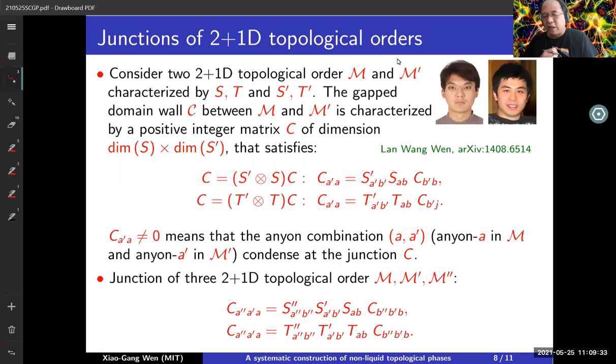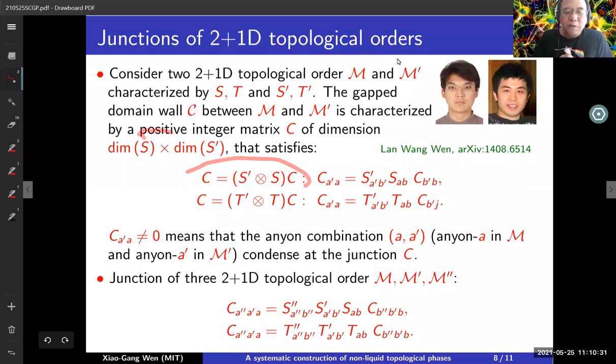One way to describe how topological orders join is to consider their boundary states, because when two topological orders join, we can view them as a folded one, which is just the stacking of two topological orders with some boundary. We can then classify the boundary of a topological order by the following condition. The stacking of two topological orders, for example described by S, T and S', T', is given by the tensor product of the S and T matrices. It turns out that the boundary of this stacked topological order is classified by an integer vector, or integer matrix, whatever. This integer vector is invariant under this ST transformation.